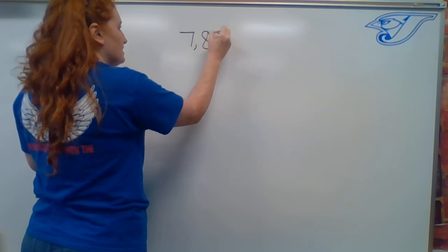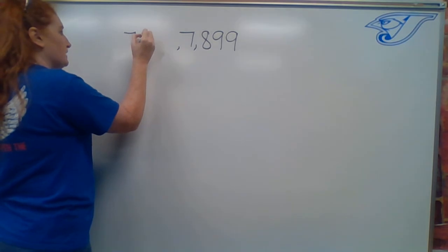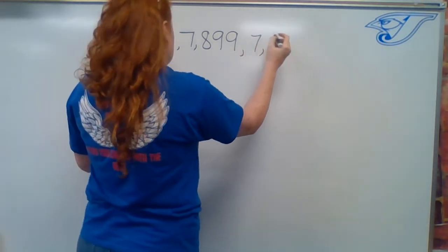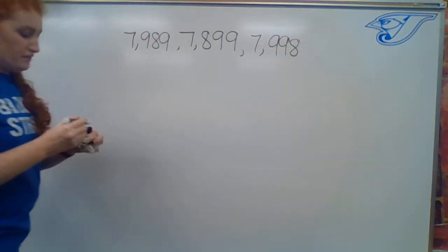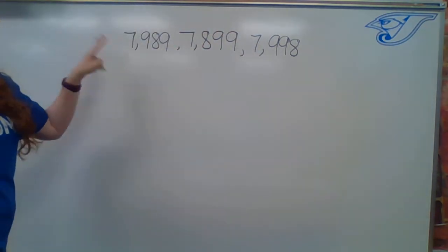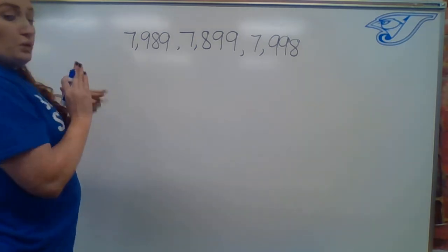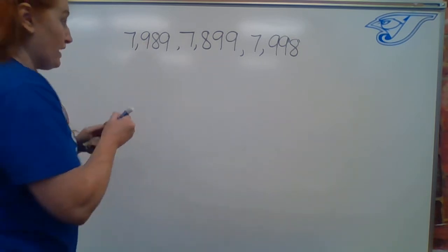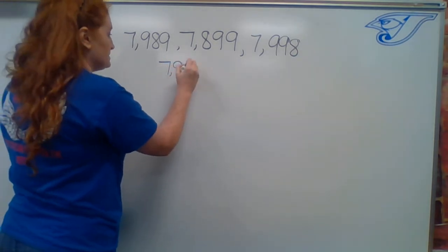So we have 7,899, 7,000, 7,989 and 7,998. You have those numbers, and if you notice, they all have the same digits. They have 7s, 9s, and 8s. So you don't want to rush through and say, well, I know that they're already in order. You have to be sure, right? One way to do that, like we've done, is to stack them.